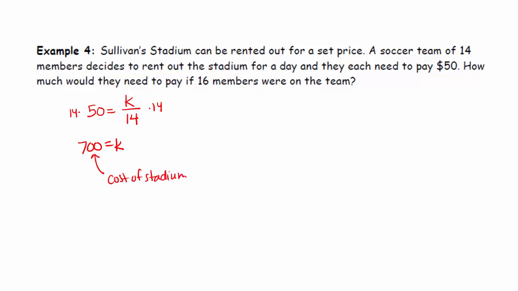That's the constant. It's not going to change. So the equation is y equals 700 over x. And x is going to represent the number of people who are on the team. Now the question says, how much would they need to pay if 16 members were on the team? Well, that's easy. Let's take the $700 for the stadium and divide it by 16. Type that in and I get $43.75.